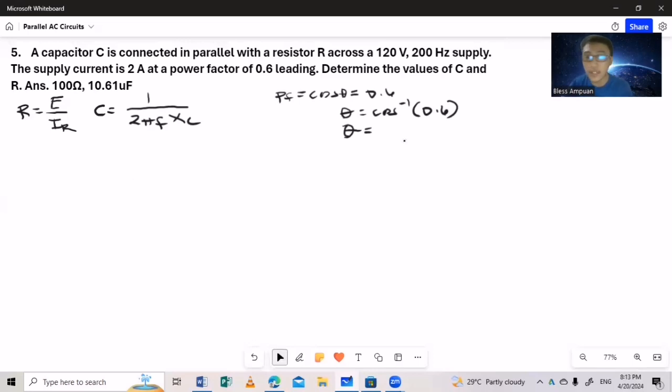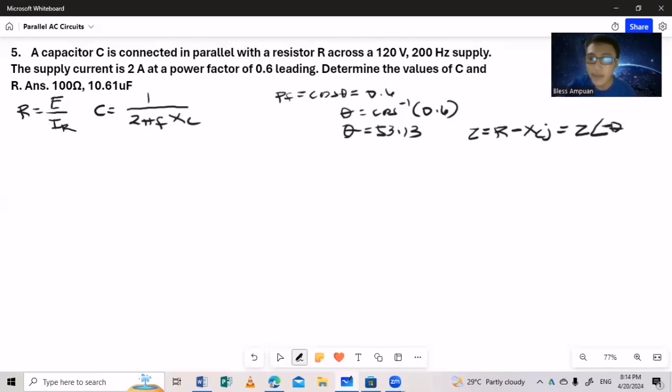53.13 degrees. Okay, so with this, let us be guided that for the impedance in a capacitor and resistor in parallel, the impedance is equal to resistance minus the capacitor reactance J, or Z, sorry, this should be plus, okay, sorry. So this is minus, but this is also negative theta.